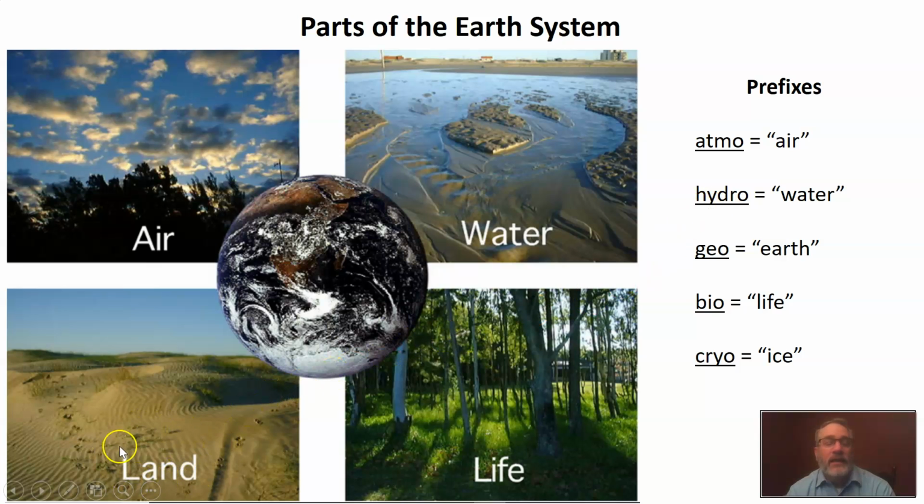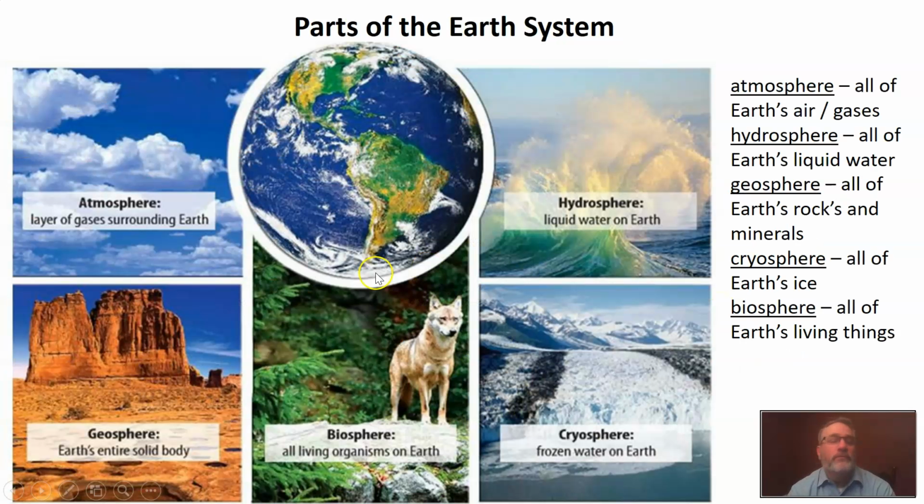We have land or rock. We can use a prefix here called geo. And then life, we can use a prefix called bio. So anytime you see these prefixes, generally speaking, they're going to be related to these things. So let's take a look at these parts of the Earth system. Not surprisingly, there are 5 of them.